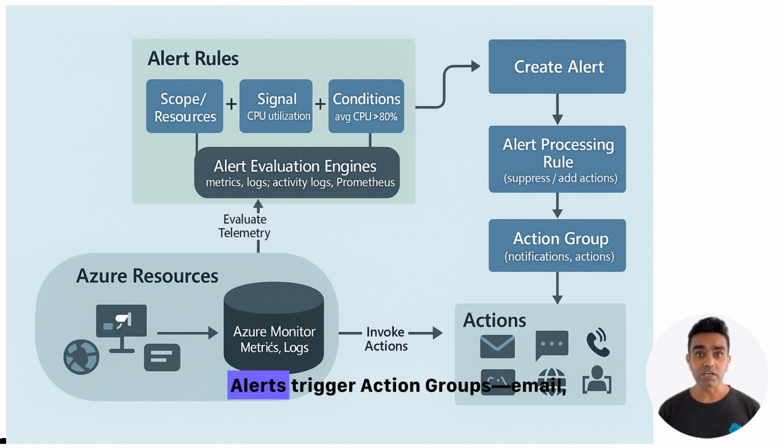Alerts trigger action groups: email, SMS, push, plus automation like Logic Apps, Functions, runbooks, webhooks, Event Hubs, ITSM, and you can suppress or route with alert processing rules.